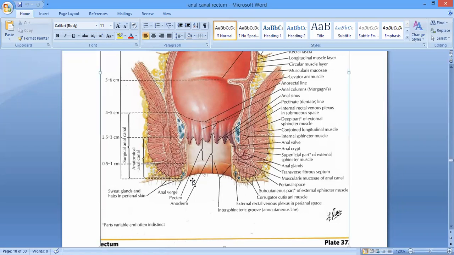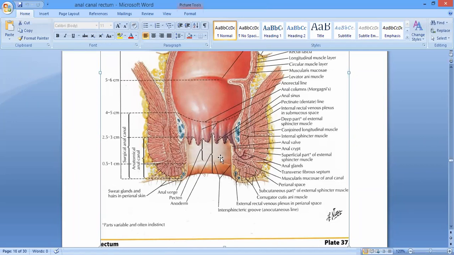So this part is ectodermal in origin, right? So it receives its nerve supply, which is not autonomic. What is it? It is the somatic innervation, and that is basically contributed by the inferior rectal nerve. Okay, any problem?